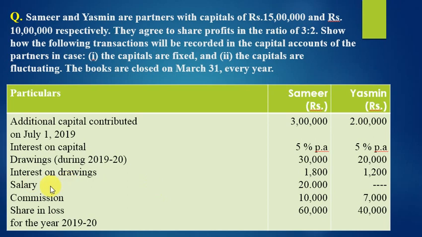Salary, commission, and also the share in loss. This means net divisible loss. That means you're not supposed to prepare profit and loss appropriation account. Otherwise, in all questions, you have to prepare profit and loss appropriation account. The amount will not come directly like this.